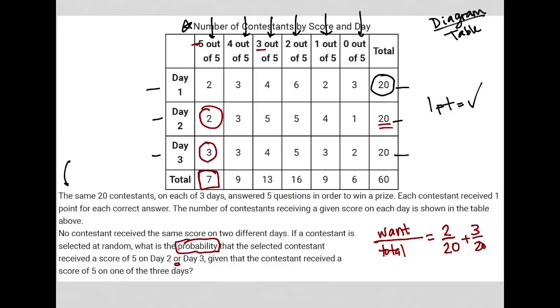So let's backtrack out of here. A total of 7 contestants scored a 5 out of 5 on 1 of those 3 days, right? 2 on day 1, 2 on day 2, and 3 on day 3. Now getting back to what we want to know, how many of them scored a 5 on day 2 or day 3. Well, technically that'd be 2 out of 7 for day 2 plus 3 out of 7 for day 3, which is equal to 5 out of 7. So there's our answer. 5/7 is the answer to this question.